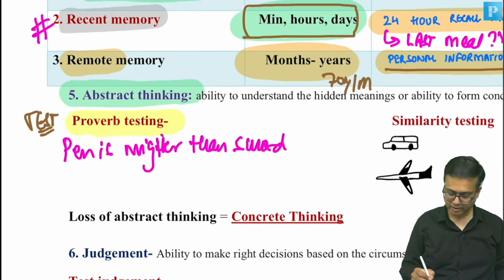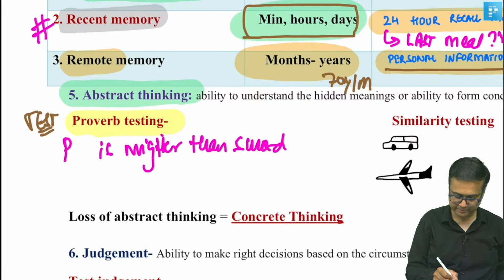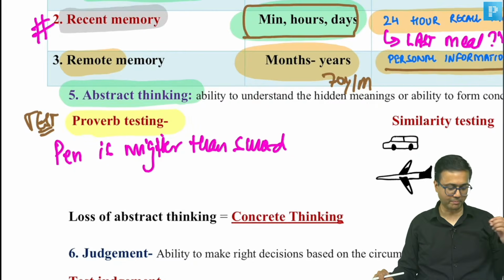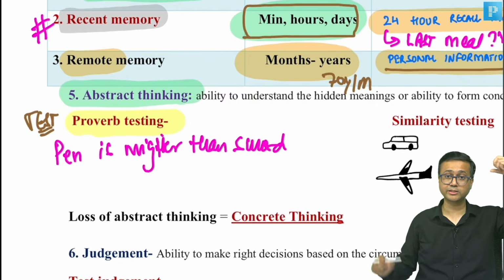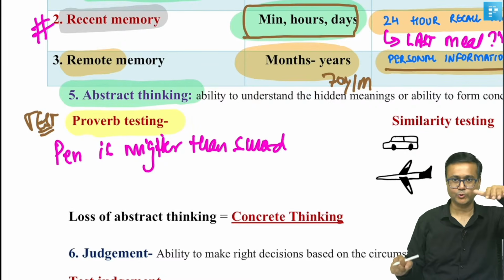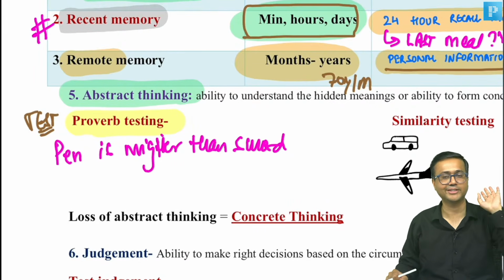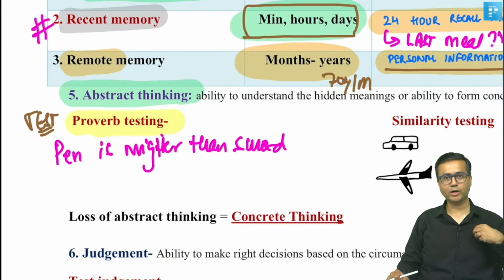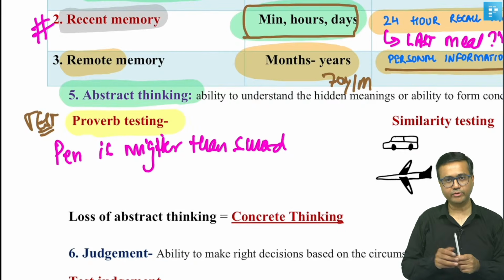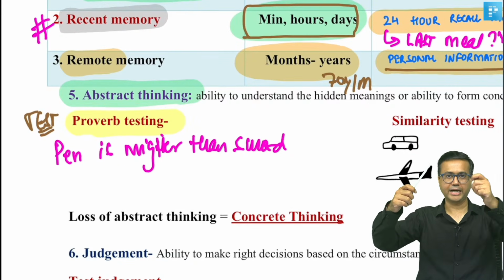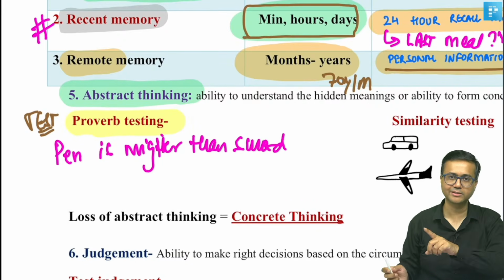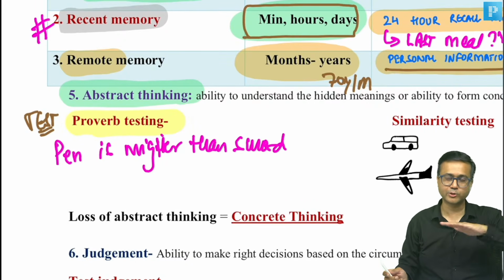What is the meaning of this proverb, beta? Pen is mightier than sword. You will say, sir, it means that knowledge or intelligence is more powerful than muscle. You are able to understand the deeper meaning, so your abstract thinking is intact. But a person says, sir, it means that if I am fighting with someone and I am holding a pen, and the other person is holding a sword, I will win because I am holding a pen. It does not mean this. That means he is only able to understand it superficially, not go deeper.